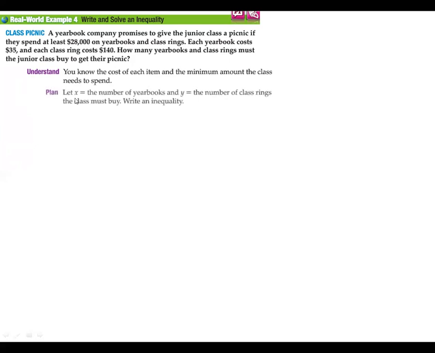So a yearbook company promises to give the junior class a picnic if they spend at least $28,000 on yearbooks and class rings. Each yearbook costs $35 and each class ring costs $140. How many yearbooks and class rings must the junior class buy to get the picnic? So you need to know the cost of each item and the minimum amount the class needs to spend. So if x represents the number of yearbooks and y represents the number of class rings, we can write an inequality. So $35 times each yearbook plus $140 times each ring has to be at least $28,000.